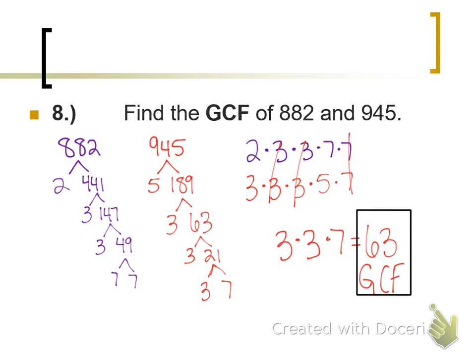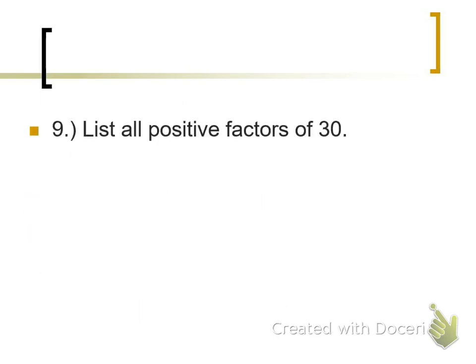We got 3 more problems. So now we're doing kind of a review of all the different types of problems we've seen so far. First type of problem we did was listing positive factors. So this is kind of like what we did on the first couple examples, which means I should start with what number? 1 and 30.